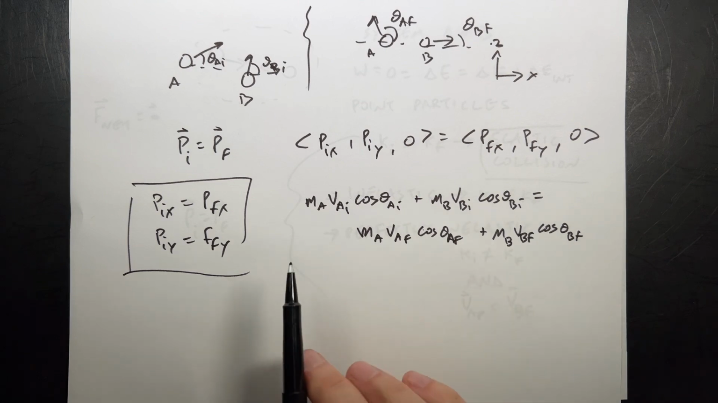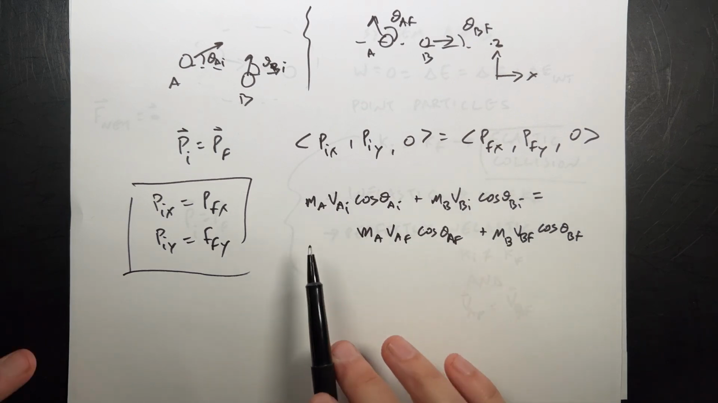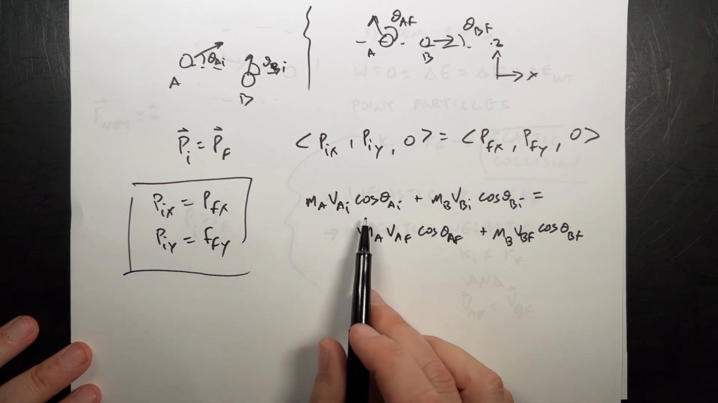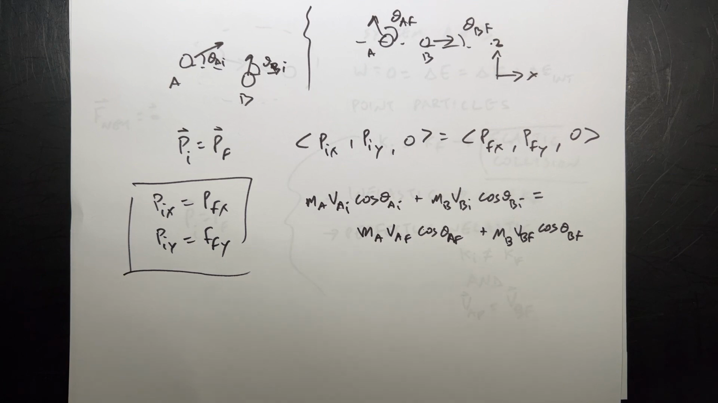And some of these could be negative values, but you get a scalar equation that makes it really nice to deal with. And then you can write the same thing for the Y direction. In the Y direction, the components would have a sine theta in there if you're measuring from the X-axis.